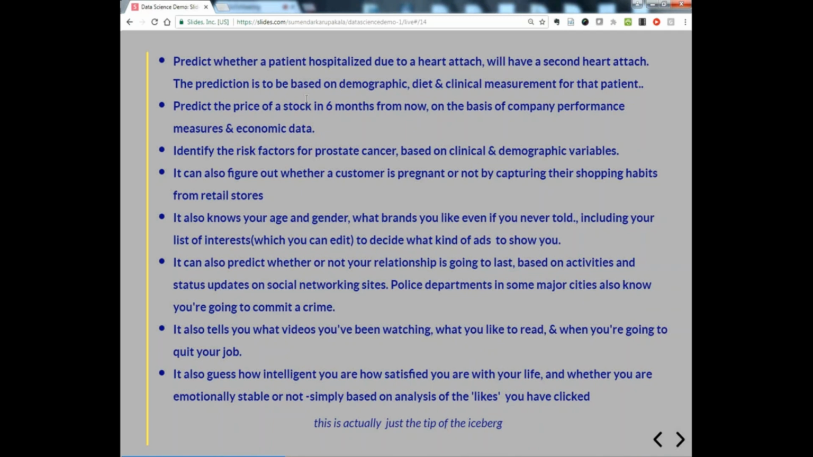Also, if you take any sales data, like you want to guess the stock price over the next 6 months, we can predict that by taking the company performance measures or economic information. Even YouTube recommendation is a recommendation technology which comes under data science. Security departments, police departments, sales, and banking are all examples.